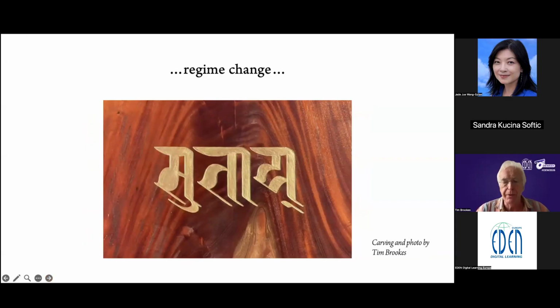Regime change. This beautiful script here called Ranjana is from Nepal, and in the late 18th century, there was a religious conversion and a regime change, and subsequently, the traditional Nepali scripts were so forbidden that you could actually be imprisoned and have all of your property confiscated for writing in them. So this is just a sign of how deeply a script represents a culture and its beliefs and its traditions.